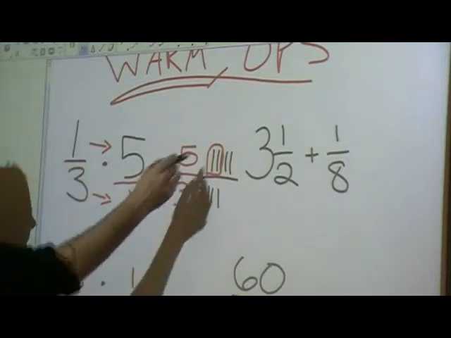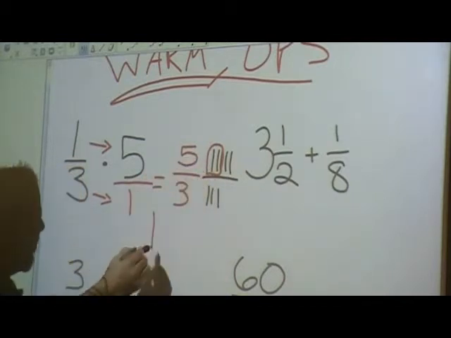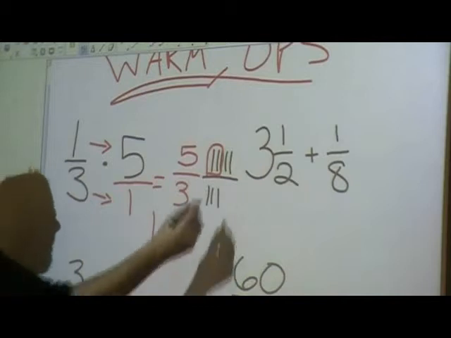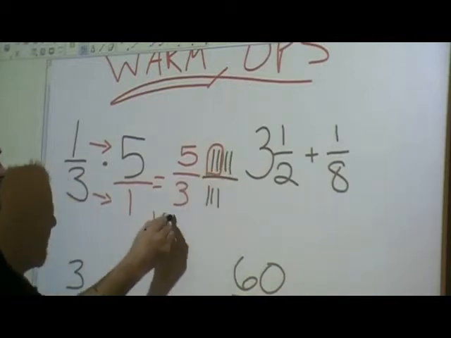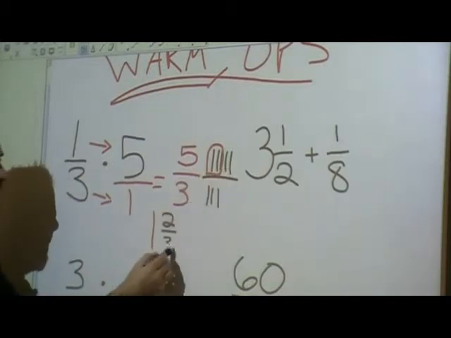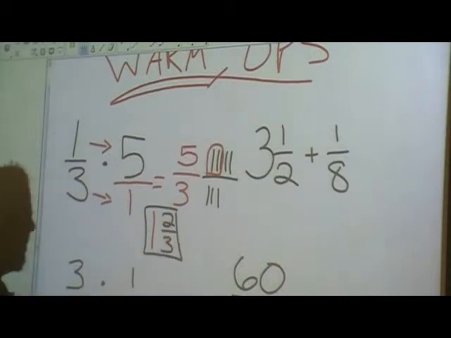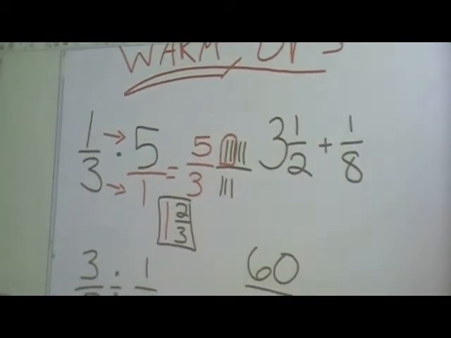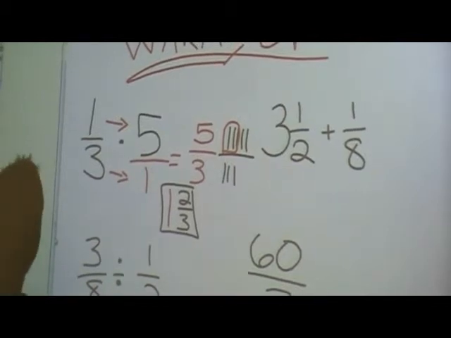My whole number is how many groups I had. 1. How many tallies are left on top? 2 and 3 on the bottom. Okay, one way to do it. Did we end up with 1 2/3? Yeah, good.